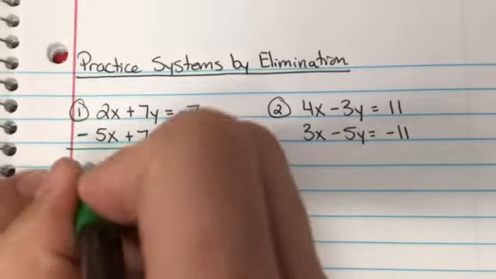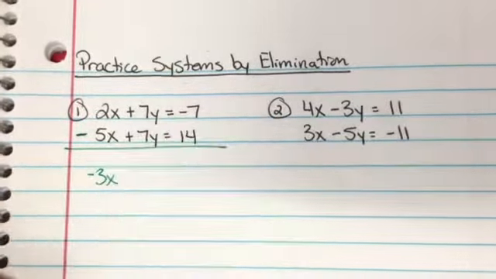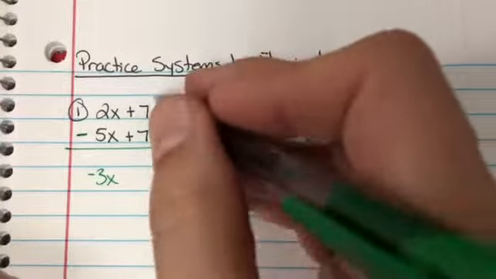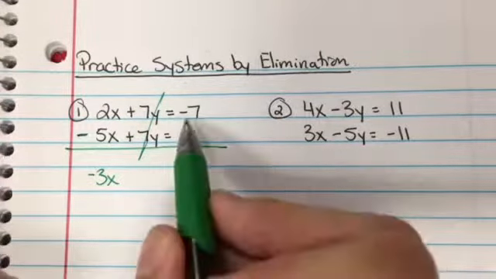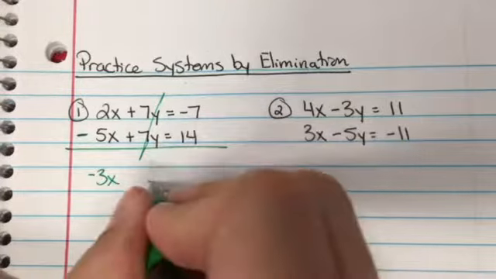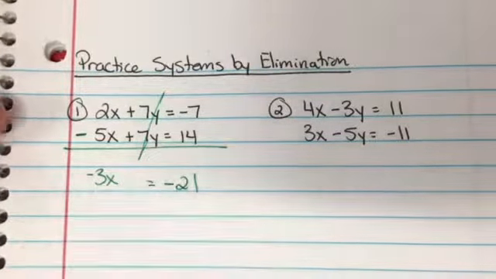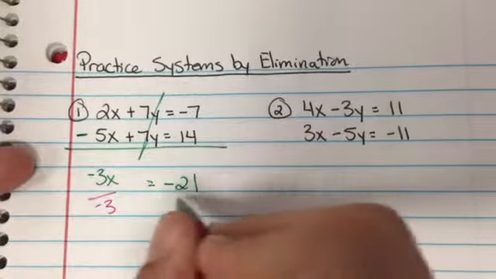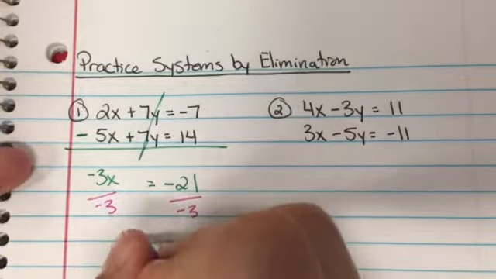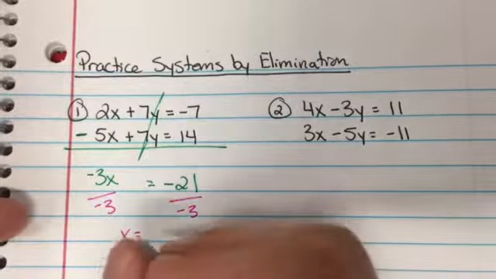2 minus 5, negative 3x. 7 minus 7, that one cancels out. Negative 7 minus 14, negative 21. Go ahead and solve. Divide by negative 3, and x equals positive 7.